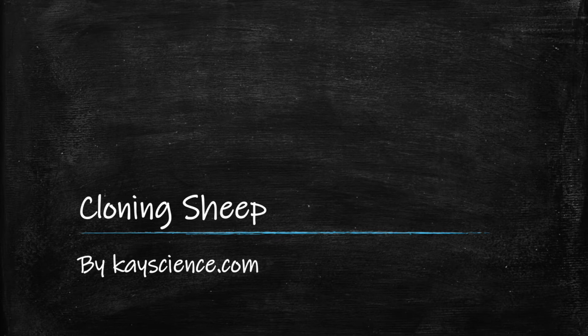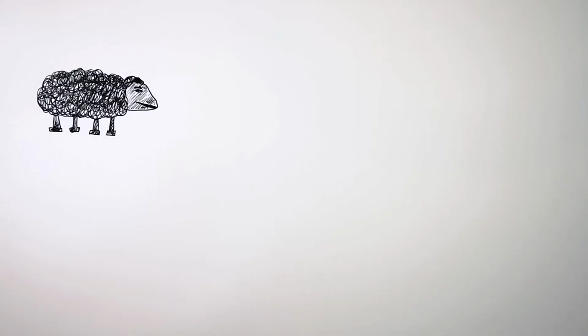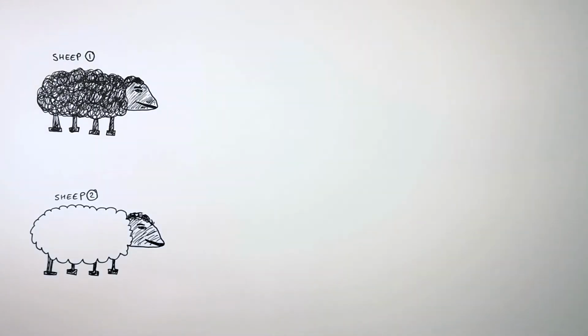Cloning a sheep by KayScience.com. I'm going to explain how to clone a sheep. Sheep 1 has black fur on its body and black fur on its face. Sheep number 2 has white fur on its body and black fur on its face.